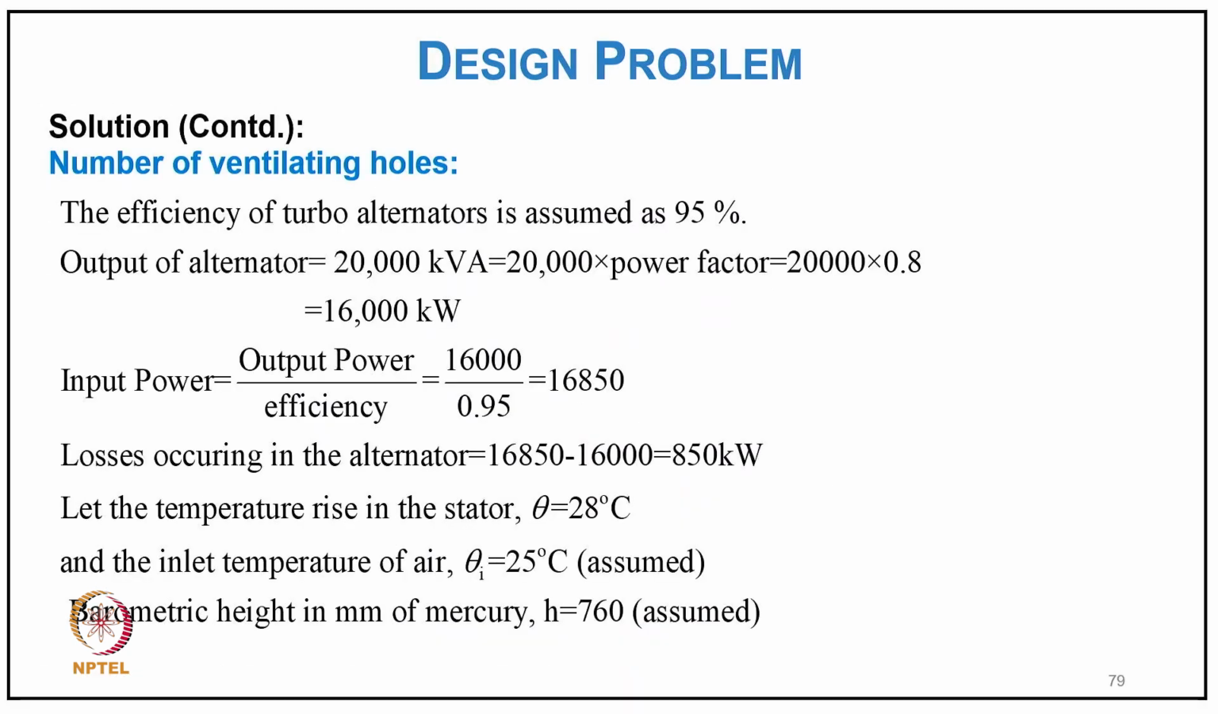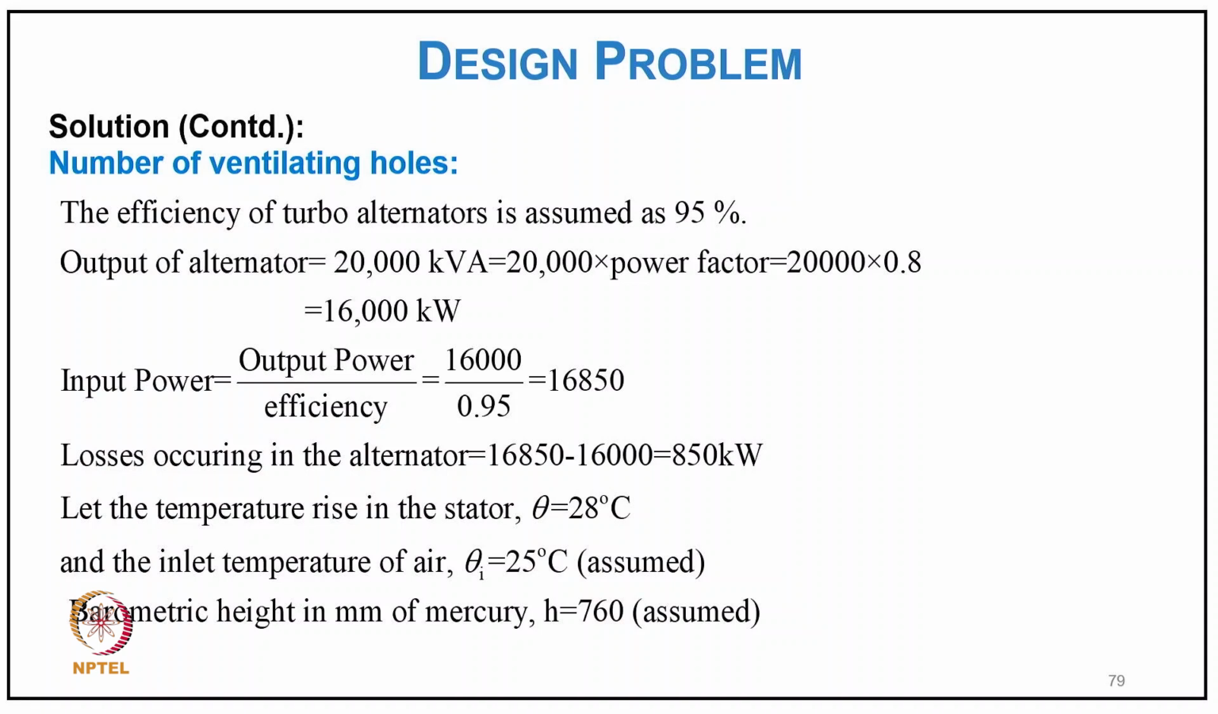Now coming to the calculation of the number of ventilating holes. The efficiency of the turbo alternator is assumed to be 95%. The output of the alternator is 20,000 times power factor, so it comes to 16,000, and the input power is output divided by efficiency, which comes to 16,850. The losses occurring in the alternator are 850 kilowatt, and the temperature rise in the stator is 28 degrees Celsius, with an inlet temperature of 25 degrees Celsius.